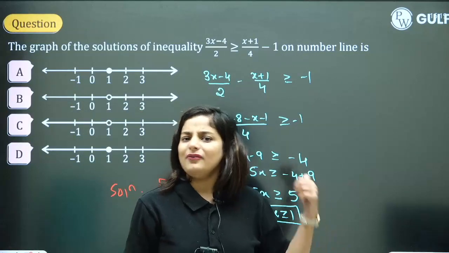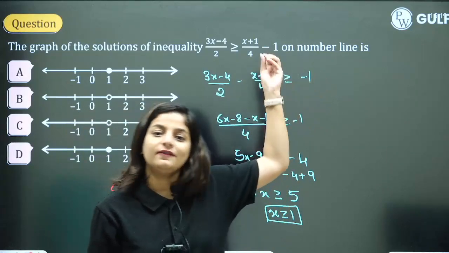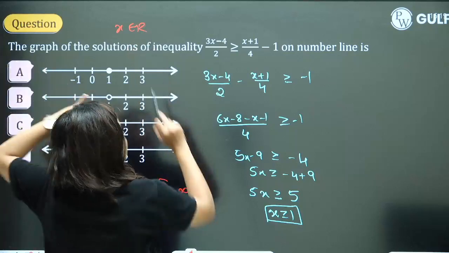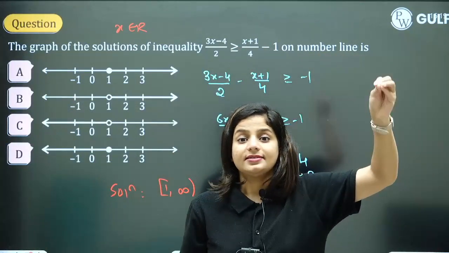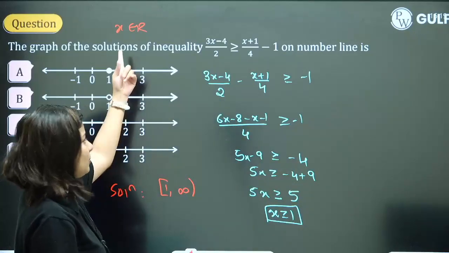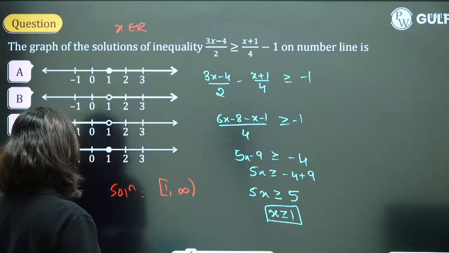Well, you will say, ma'am, where have they mentioned x is a real number? If nothing is mentioned, guys, assume that x will be a real number. If they say very specifically x is an integer, x is a natural number, then you will not use intervals. But they have not mentioned, so it's a real number.